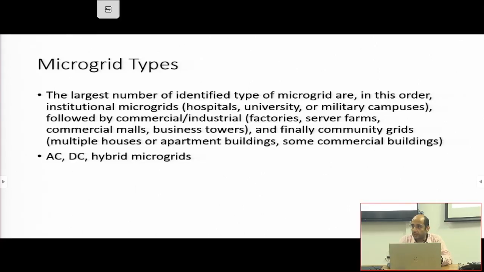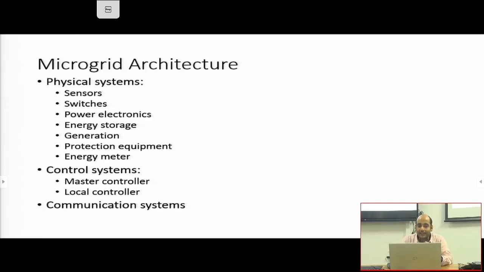So you need communication. Like that, you have a control system, communication system, protection system, all those things in a conventional power system. The same thing has to be replicated in a microgrid. So the microgrid architecture can be divided into three main components: the physical system, the control system and the communication system. The physical system includes all the physical power system components that you can think of.